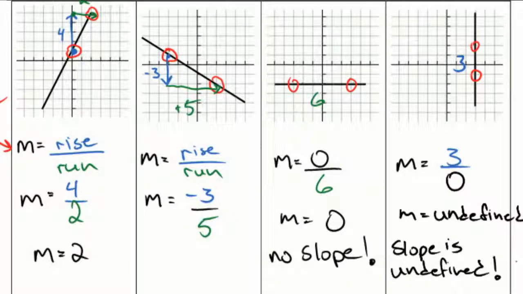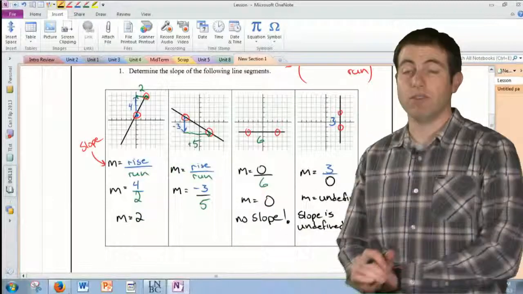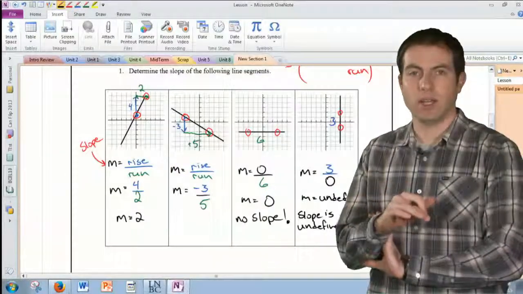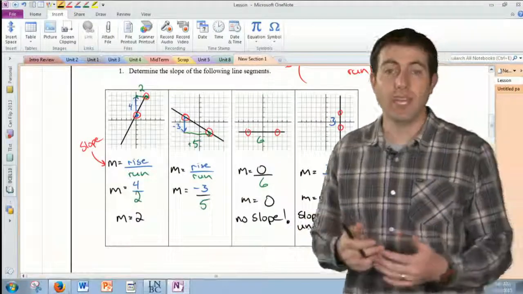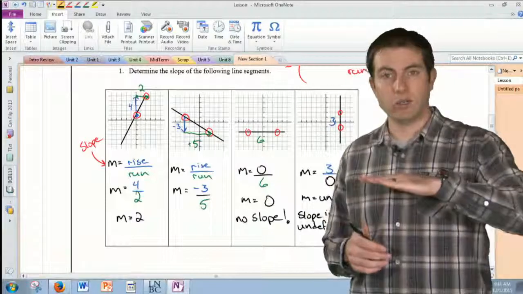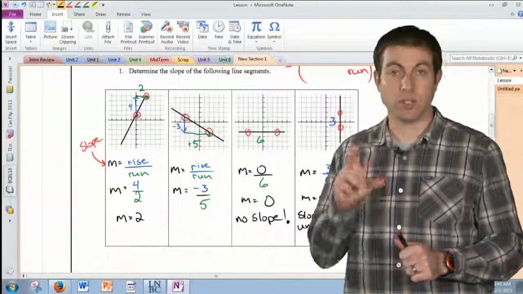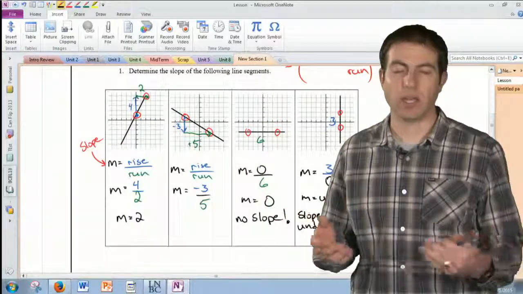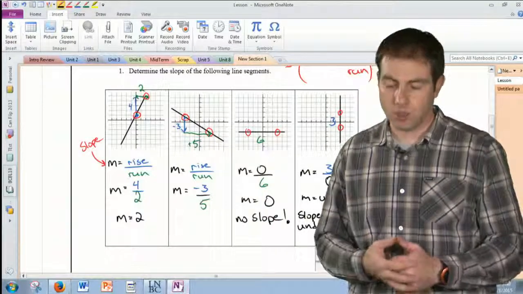So this is kind of one of these tricky things with slope. If we have a vertical line, our slope is undefined. We can't define what that is because we can't divide by 0. But if we have a horizontal line, we say, oh, the slope of that line is 0 because the rise was 0 and the run was a number. So 0 divided by a number is just 0. That's defined. But if we have a vertical line, it becomes undefined.